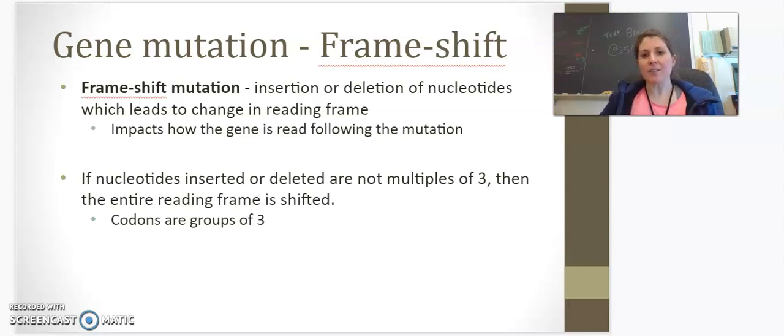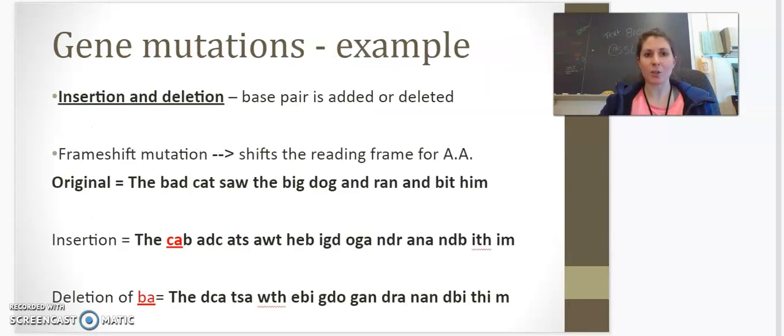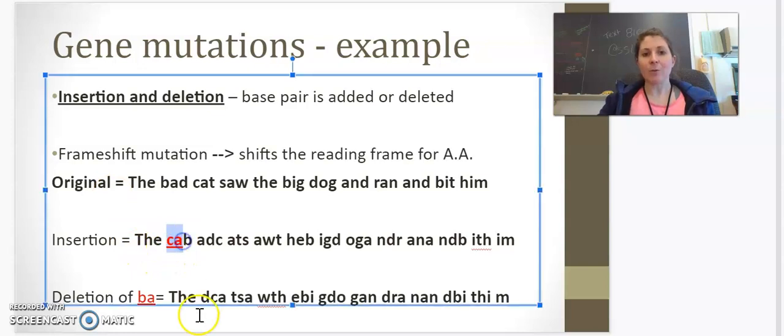So if a nucleotide is inserted or deleted and it's not in a multiple of 3, then the entire reading frame shifts. So I'll show you what I mean. Insert is you put it in, delete is you take it out. Again, if the original sentence was the bad cat saw the big dog, blah, blah, blah. If you insert a CA, now it makes no sense. So after you have the error, now it makes no sense. So the protein that's being made by the organism makes no sense and isn't going to do the function that it's supposed to do. So now it says the cab and then just jumbled everything.